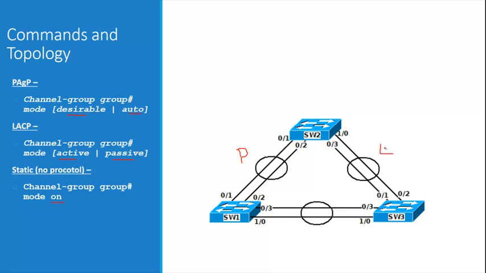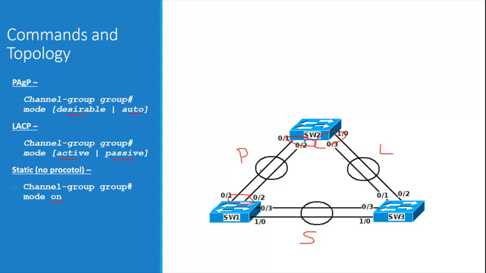So we'll do PAgP here on these links, we'll use LACP on these links, and we'll statically assign on these links. Okay, so it's okay to mix our EtherChannel types throughout our network. It's just fine, as long as both ends of the links match, which means I can't do PAgP here and then do LACP here, or try to do on and then something else down here. That I can't do.